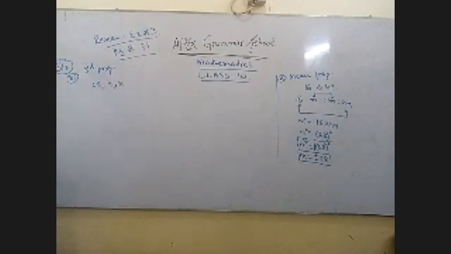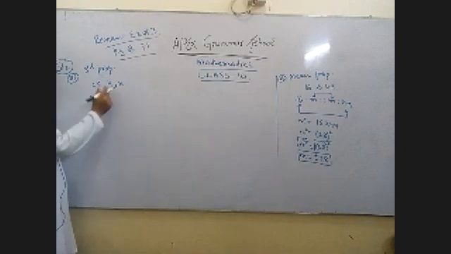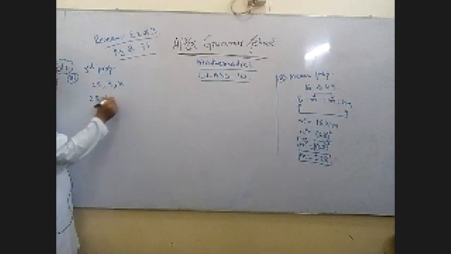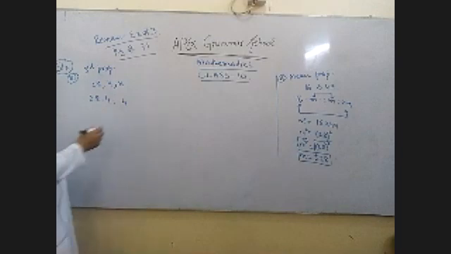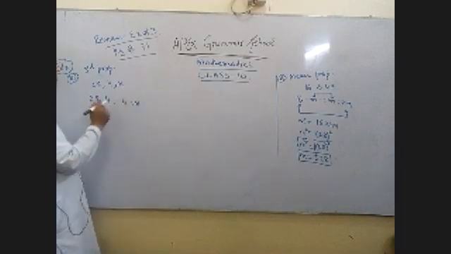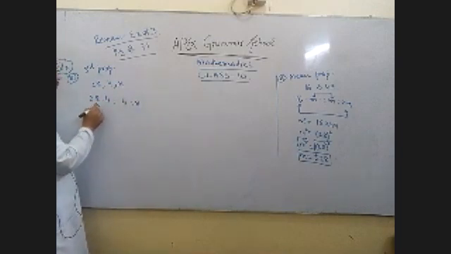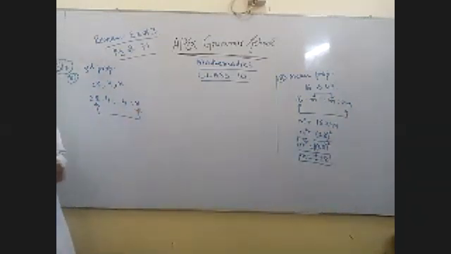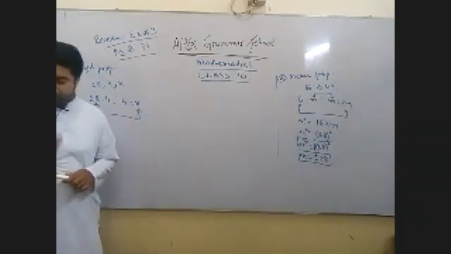Now, how do we write it in the form of proportion and ratio? For this, 28 ratio 4, then repeat the second number again, and the last one will be x. Now you need to find the value of x.